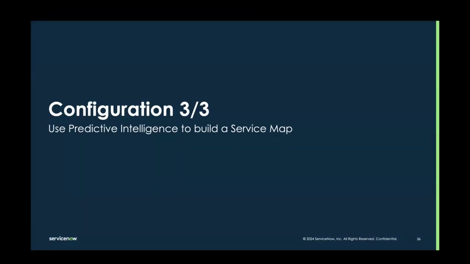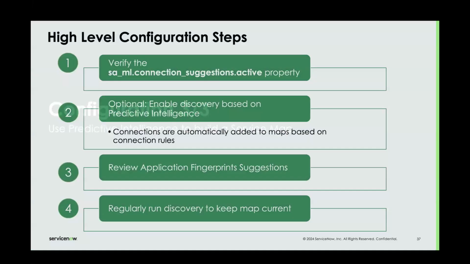All right. So now we can introduce that final method of creating a service map, and that is the machine learning approach. So similarly, we have a few steps that we recommend for configuring this approach. The first of which is preparing for this approach. So first, we need to make sure that we have the connection suggestions properly active in our system's property table. So this can be turned off by default. So we just want to make sure that it is active.